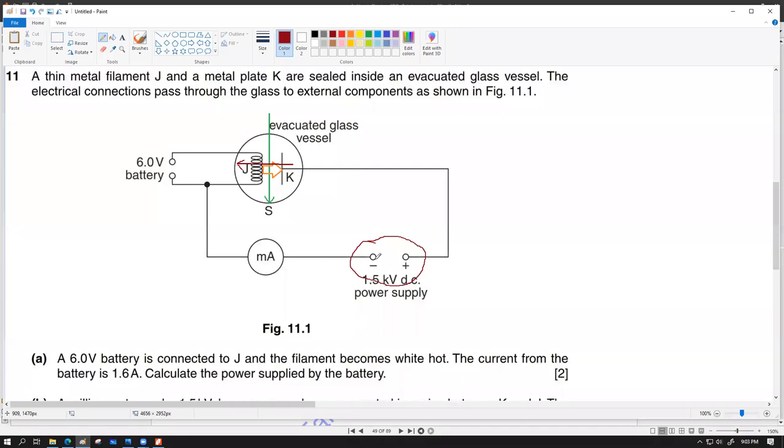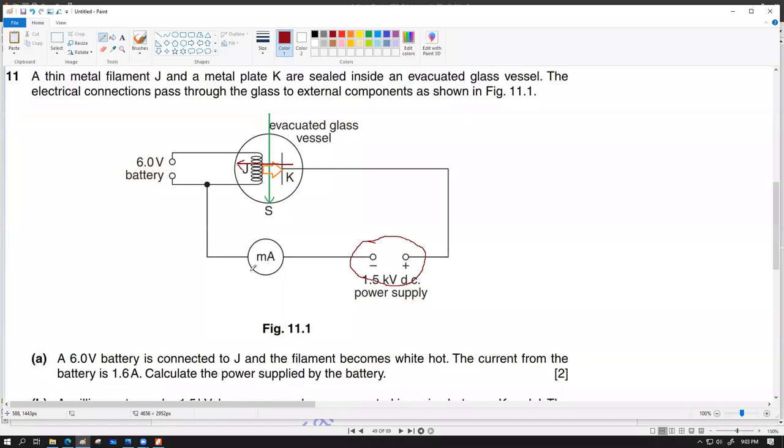If you reverse this connection, if this one becomes negative and this one becomes positive, then the K will become negatively charged. So this will practically repel the electrons which are produced by the thermionic emission in the coil, so electrons are not going to be attracted anymore. There is no reason for the electrons to travel this way. If the electrons do not get absorbed at the K point, there is no reason that we should get a current over here.